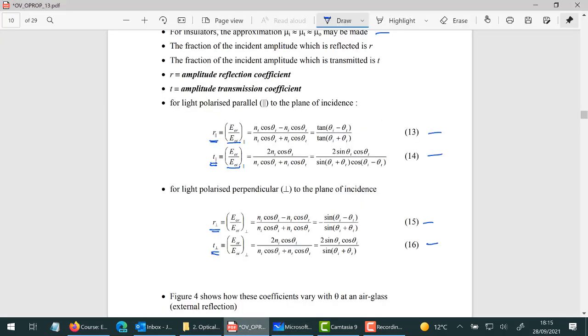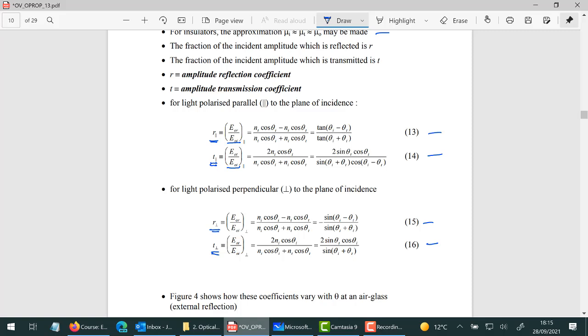Okay. So these equations look pretty horrible. Don't worry about memorizing them. If you need these equations in the exam, I will give them to you on a data sheet. So you don't need to memorize these equations. But just bear in mind that you have a polarization dependence for these reflection coefficients.